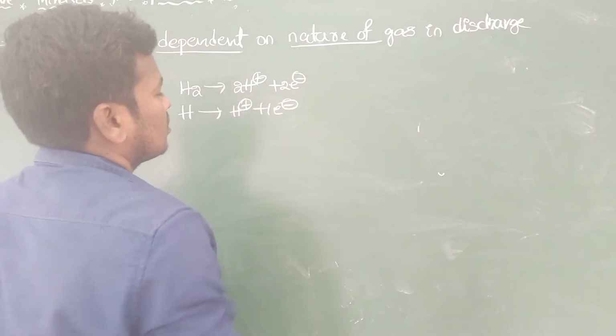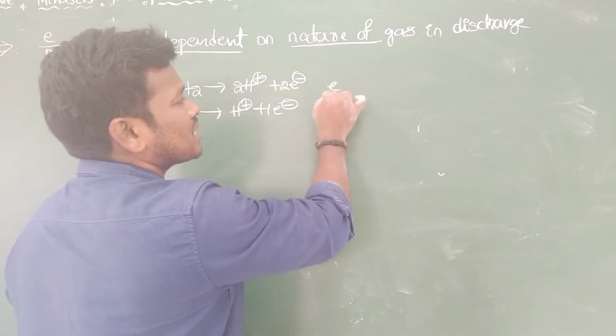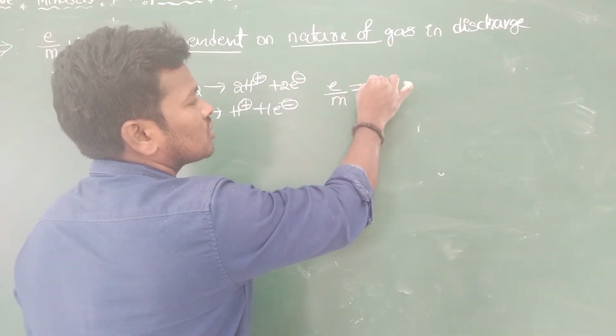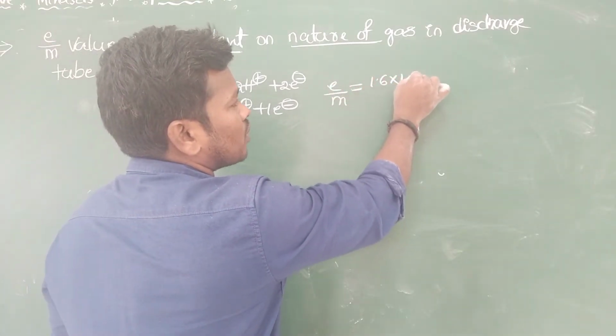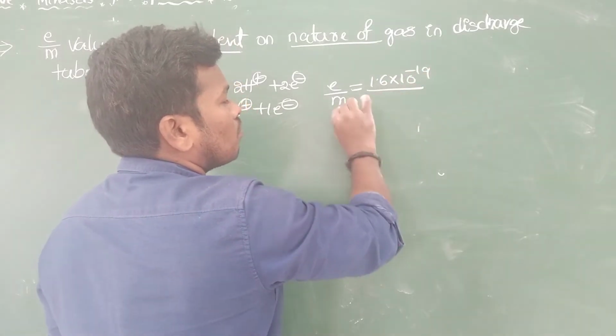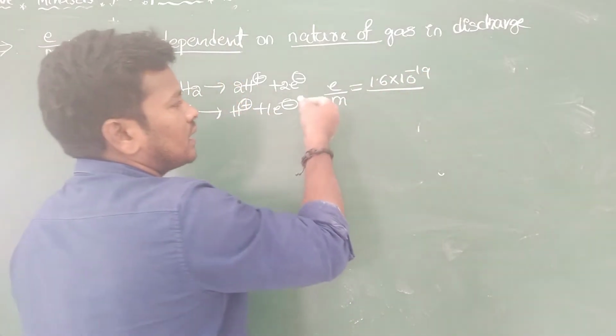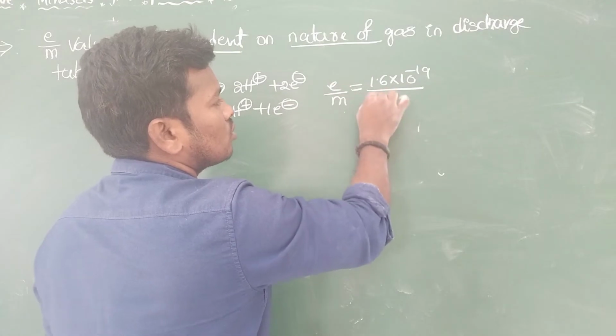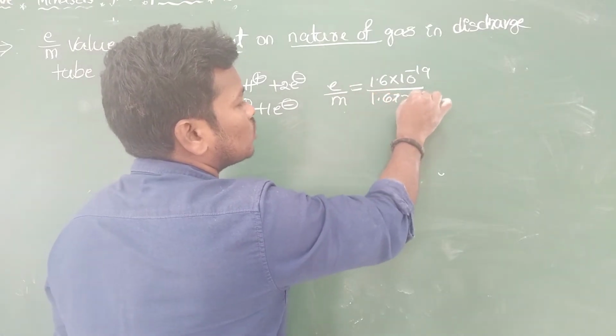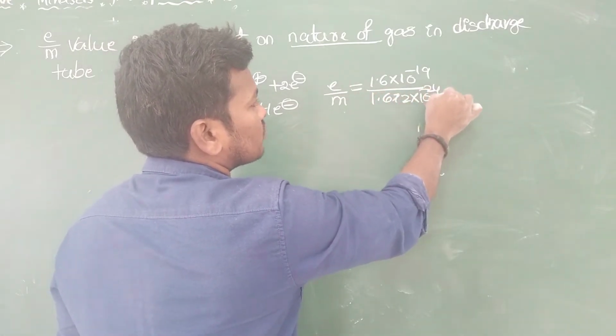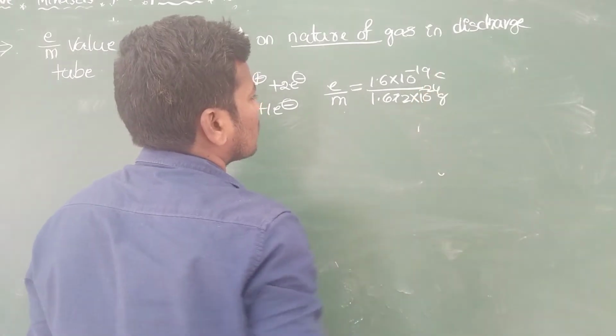If you see the e/m ratio of this proton, the charge is how much? 1.6 into 10 to the power of minus 19. The mass of hydrogen is 1, so 1.672 into 10 to the power of minus 24 grams. Okay, this is one.